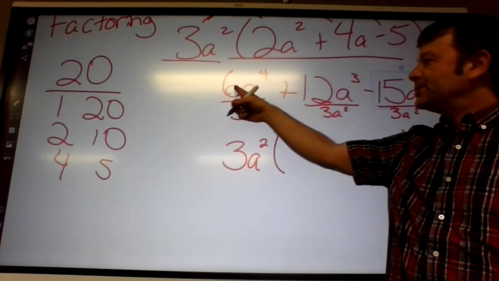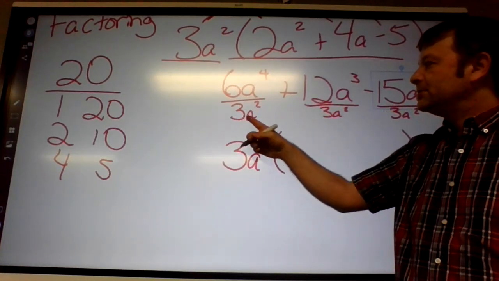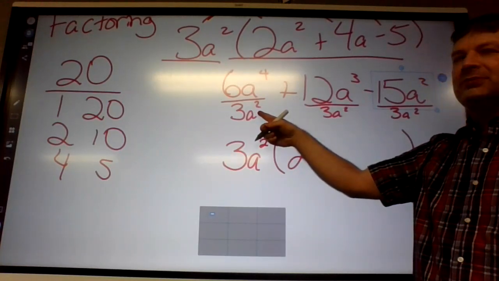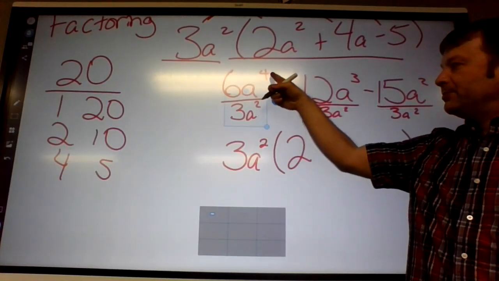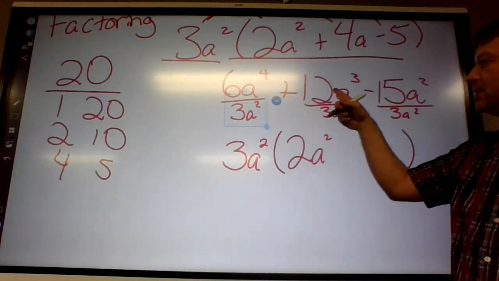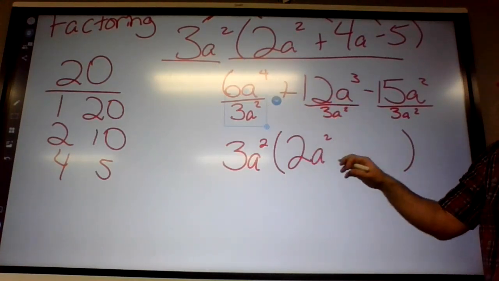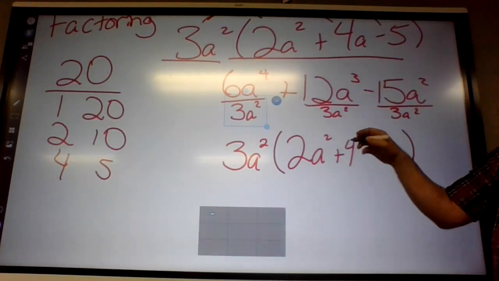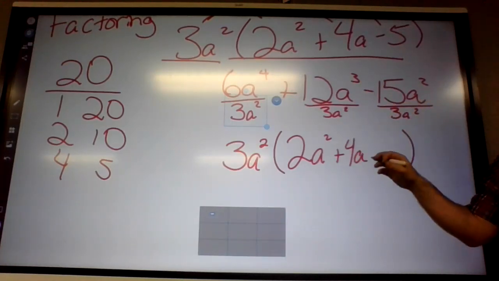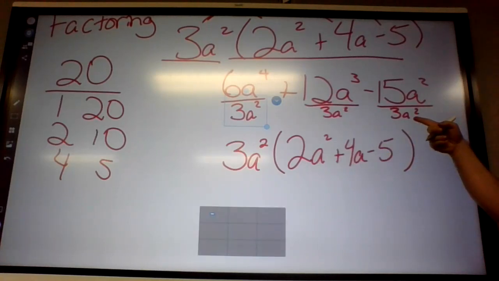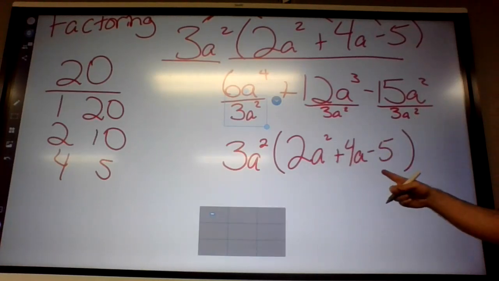Okay, this first term, what's 6 divided by 3? 2. a to the fourth divided by a squared? Yeah, remember we just subtract the exponents here, 4 minus 2. 12 divided by 3? 4. a cubed divided by a squared? And then minus 5. What happens to the a squared? They go away. This is it.